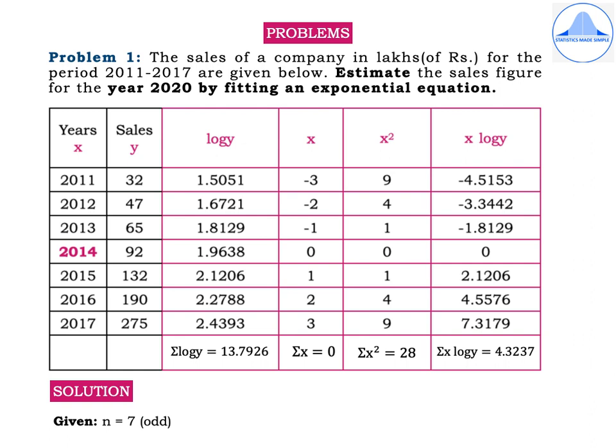Now, the first step is to mark the years as X and sales as Y. Under the table, write solution. Now, write given n is equal to 7. That is, the number of years which are given are 7, and 7 is an odd number. Now, in the table, 2014 will be the middlemost year, which I have highlighted in pink color.